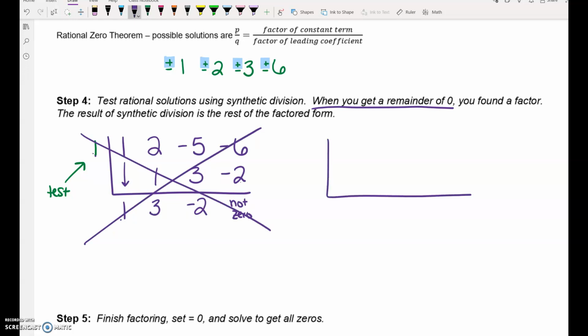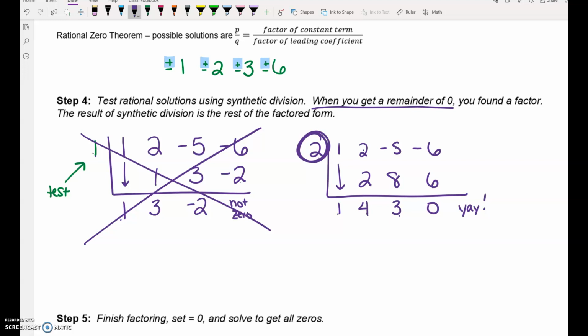So we're going to do this again. 1, 2, negative 5, negative 6. This time I'll test positive 2. Two times 1 is 2. Add them, 4. 2 times 4 is 8. Add them, 3. 2 times 3 is 6. Add them, 0. Yay, we got 0. When you get 0, that means that 2 is one of your solutions.